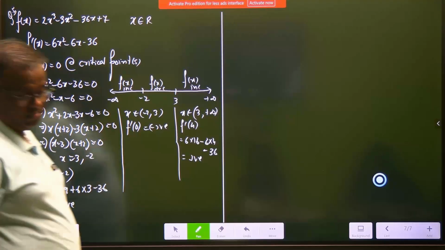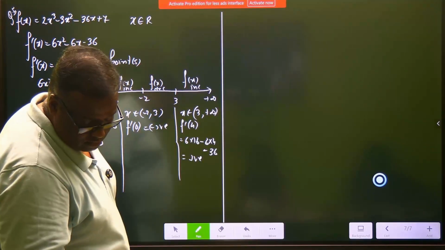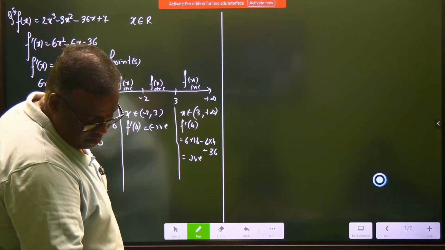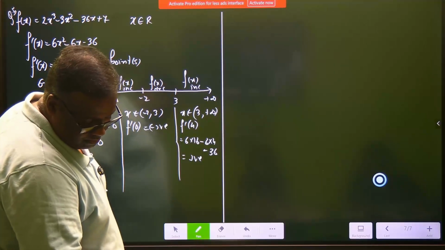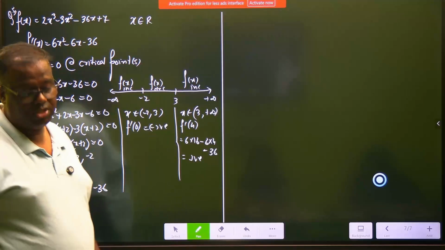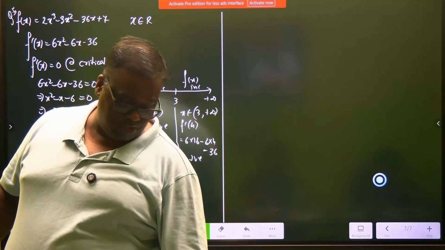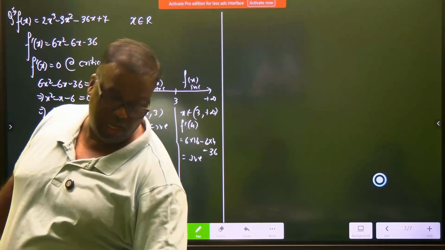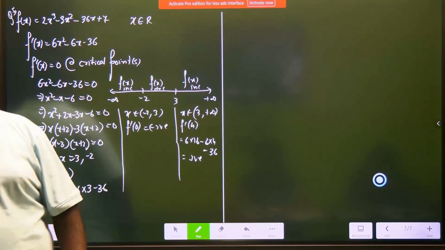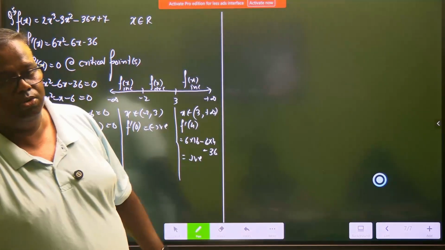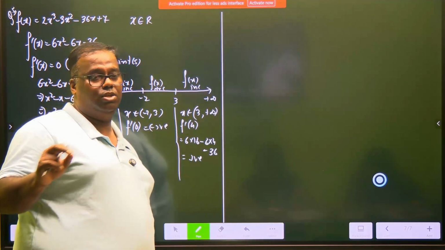What is the next one? B part we have done. Now the question is strictly increasing. Increasing was something in which f dash x only had to become greater than or equal to 0. Strictly increasing means it has to be greater than 0. Do you understand? It has to be greater than 0.